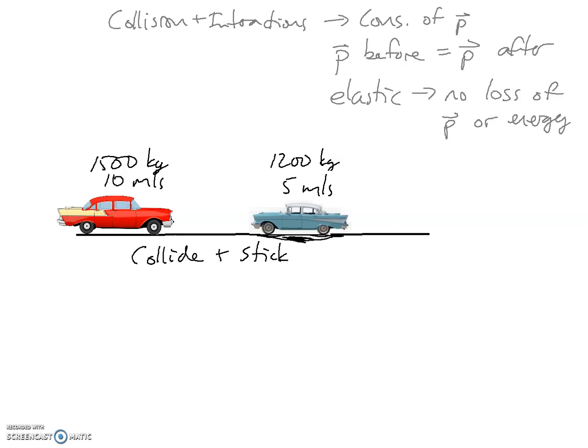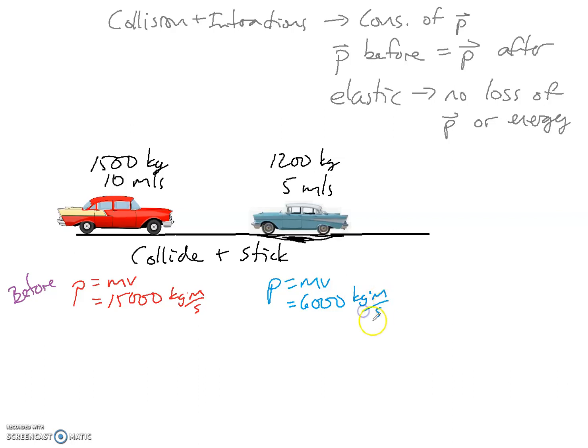Before equals after. So let's just find the before. If we look at before stuff, I can find the momentum of the red car, which is just mv. I got the mass, I got the v, that hasn't changed, so that's going to be 15,000 for its momentum. I'm going to do the same type thing for the blue car. P equals mv. That times that, we got 6,000 kilogram meters per second.